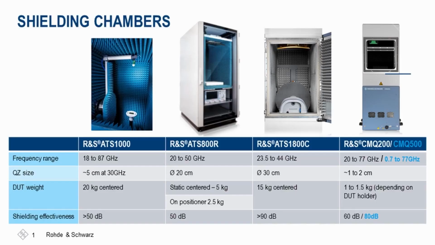Like the CMQ200, we have another box called CMQ500, which has the same form factor as the CMQ200 but covers a wider frequency range, covers both FR1 and FR2, goes from 0.7 gigahertz to 77 gigahertz, and also has higher shielding effectiveness of 80 dB, while the CMQ200 has about 60 dB shielding effectiveness.